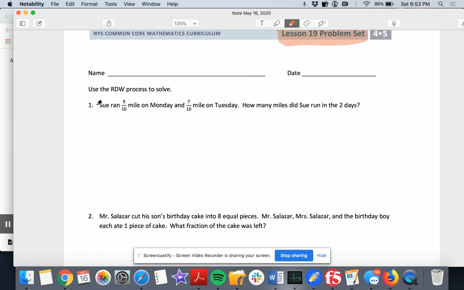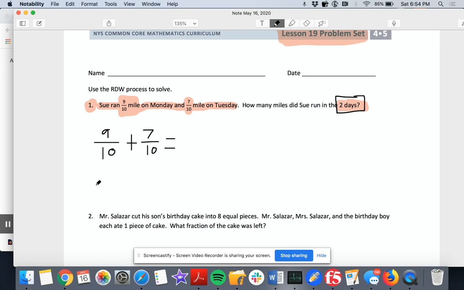Number 1 asks, Sue ran 9/10 of a mile on Monday and 7/10 of a mile on Tuesday. How many miles did Sue run in those 2 days? Okay, so let's think for a second. Am I going to be using addition or subtraction in this problem? Exactly, I'm going to be using addition. Why? Because I'm just essentially finding the total of how much she ran on Monday and Tuesday. So let's get after it.